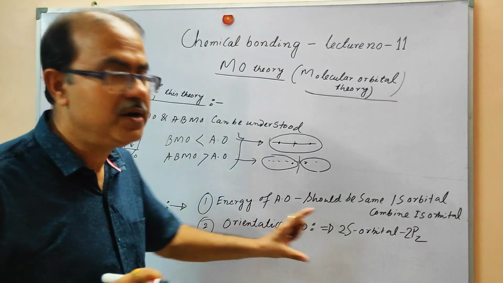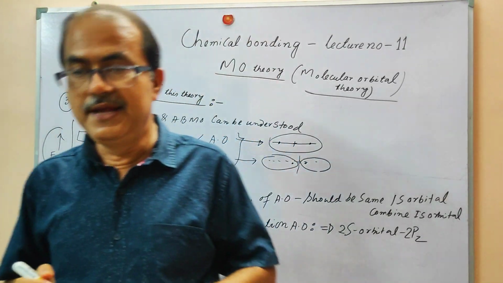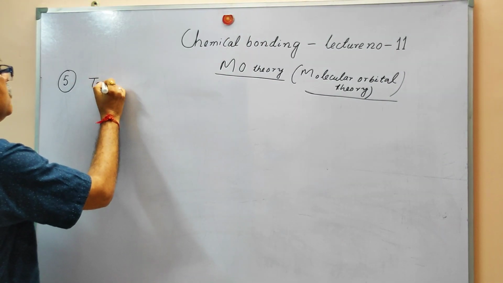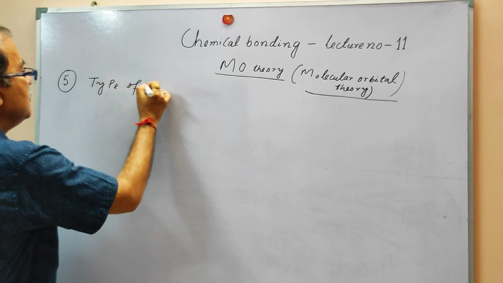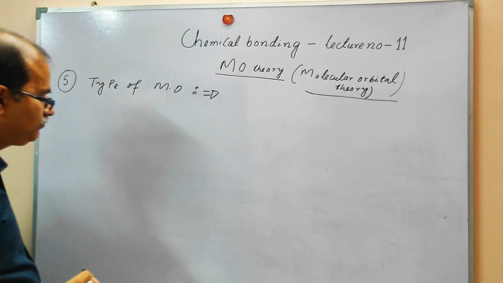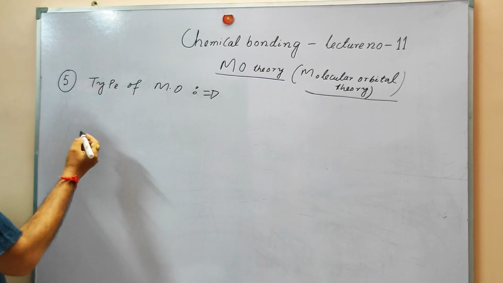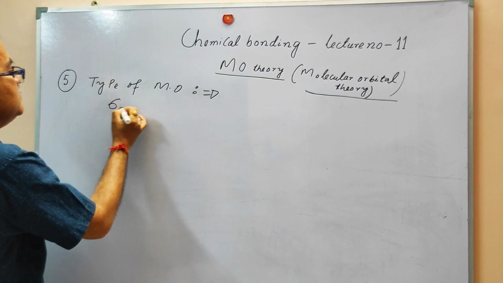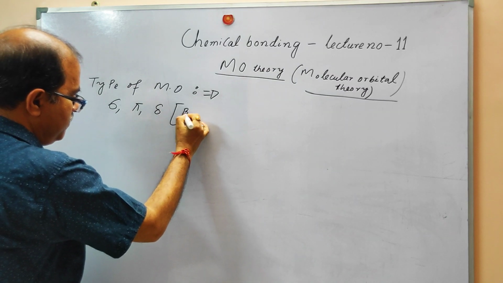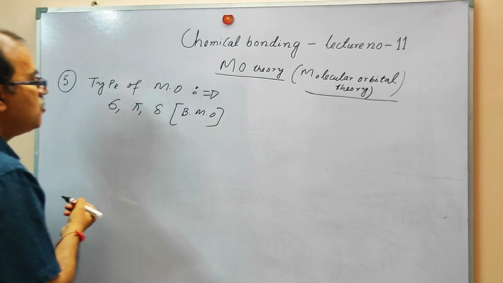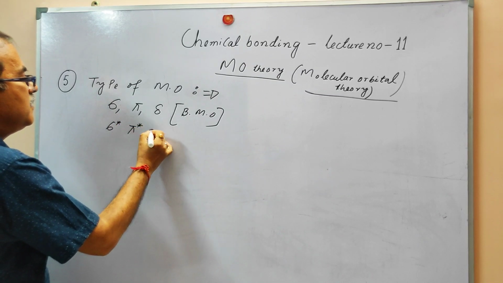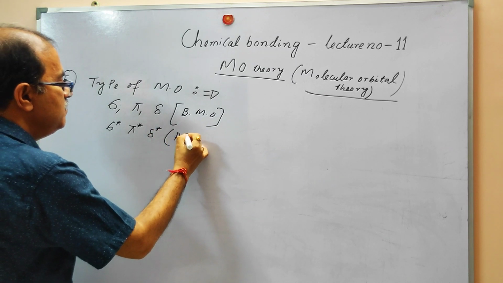So these are the conditions for the linear combination of atomic orbitals. Now we are going to discuss the types of molecular orbital. They are designated as sigma, pi and delta for bonding molecular orbitals, and for antibonding molecular orbitals sigma star, pi star and delta star.